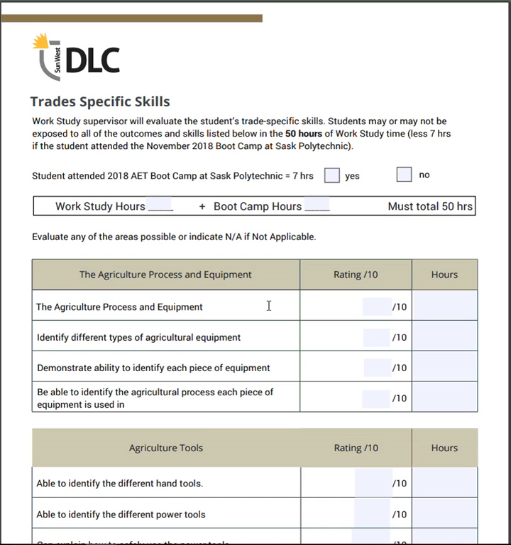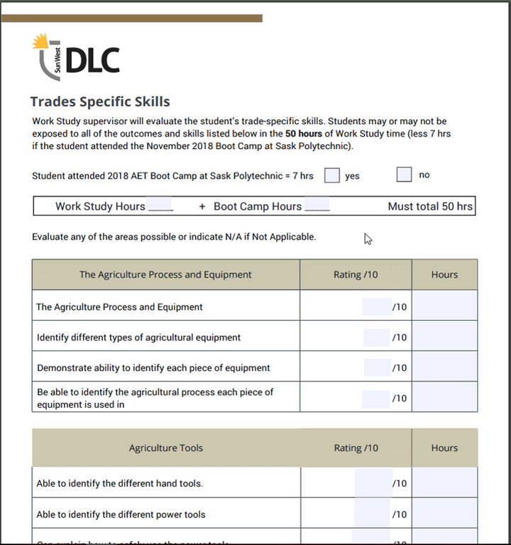The next is the trade-specific skills, and I'm going to spend probably the most time on this. So first of all, these trade-specific skills would be the material that the student has learned in the theory portion of their course before they have done their work placement. As part of this course, there is 50 hours of theory and 50 hours of work placement.